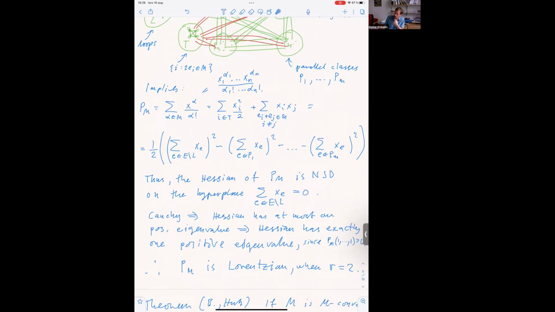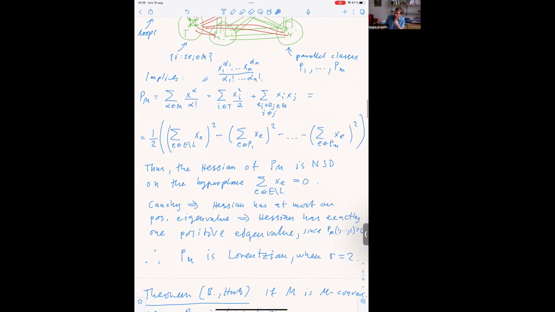So what does this imply? Well, it implies that the Hessian of this P_M is negative semi-definite on this hyperplane where this is 0, right? Because if this is 0, we get something non-positive here, just by definition. And then we have this Cauchy interlacing and Sylvester's law of inertia that says that the Hessian has at most one positive eigenvalue.